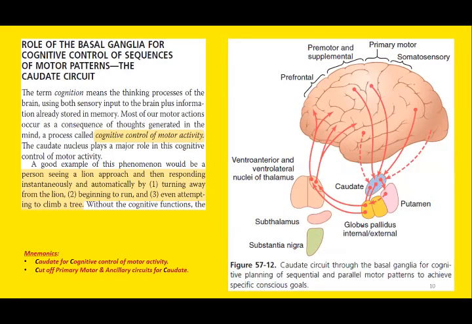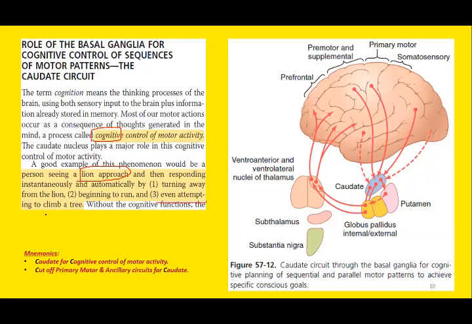Now we will discuss the caudate circuit. Caudate, remember C for caudate and C for cognition. So caudate nucleus controls the cognitive part of all the motor activities. And the example given in your textbook is responding to a lion approaching you. So when you see a lion, you automatically turn away from it and you attempt to climb a tree. So this response is cognitive, and this cognitive control of motor activity is controlled by the caudate nucleus.